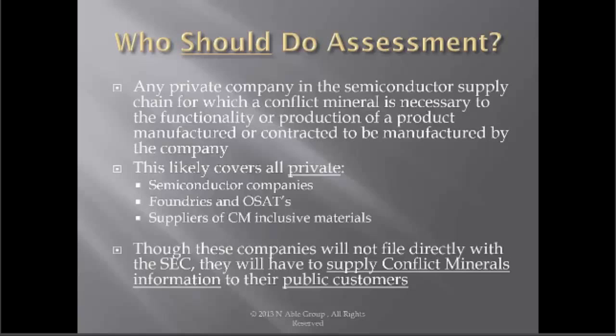So why would they have to do the work? Although a private company doesn't have to file, they are in the supply chain of the public companies that do have to file. And so for Apple to be able to trace down to a smelter or refiner, they're going to have to go through both public and private semiconductor companies to get the answer that they're looking for. And so that's why private companies will end up having to do the work also.